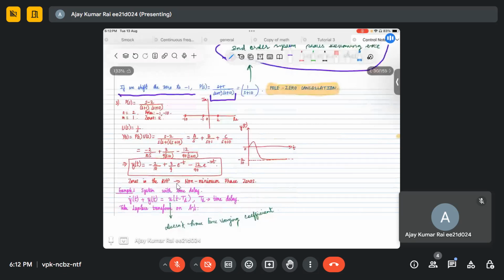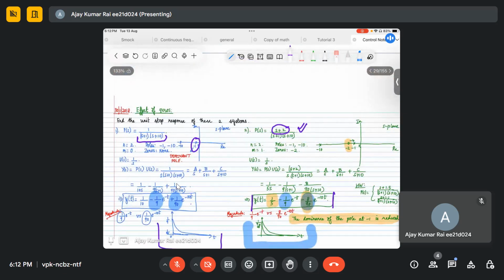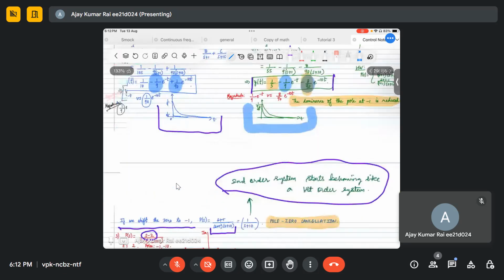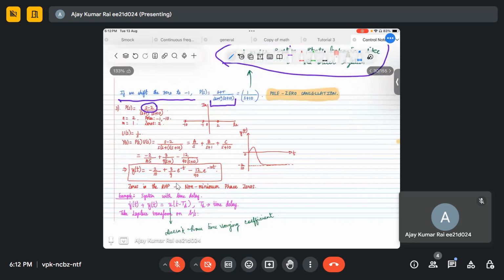Again, the major effect on the system if we add a zero: the zero is lying in the right half plane, at s equal to 2. Earlier the case was s equal to plus 2, but now the zero is at s equal to 2, so it is lying in this part. For poles, we directly say the system is unstable. So what is its effect?